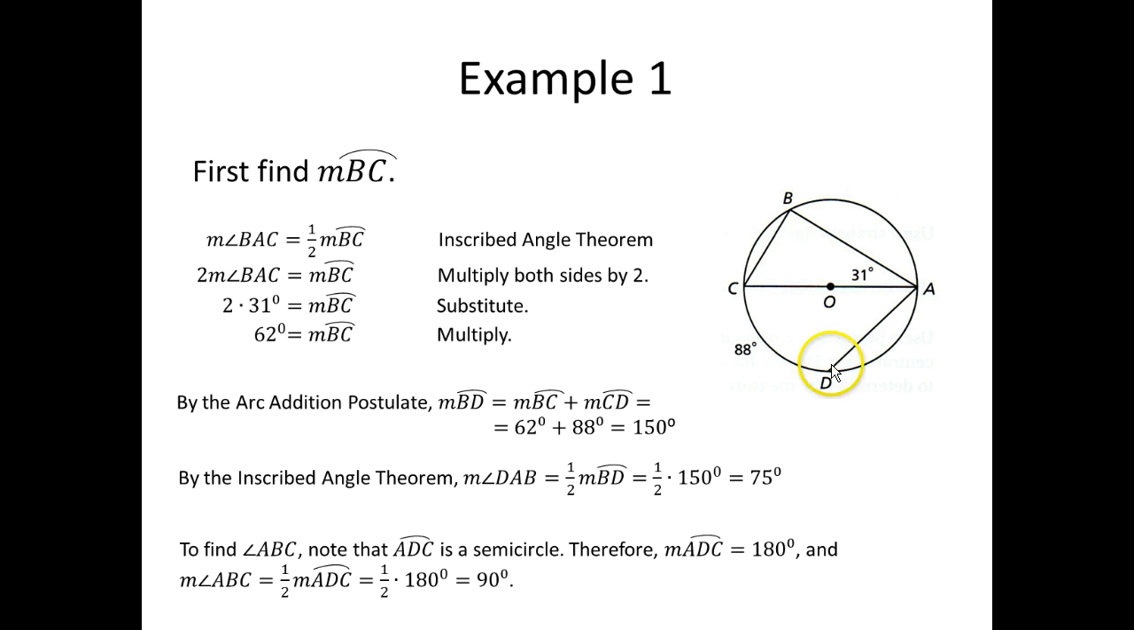To find the measure of angle ABC, note that arc ADC is a semicircle. Therefore, the measure of arc ADC is exactly 180 degrees, since it's a semicircle. And by the inscribed angle theorem, notice that angle ABC, the inscribed angle, intercepts this arc. The inscribed angle theorem tells us that the measure of this angle here is exactly half of the measure of this arc. So that means that the measure of angle ABC has to be 90 degrees.